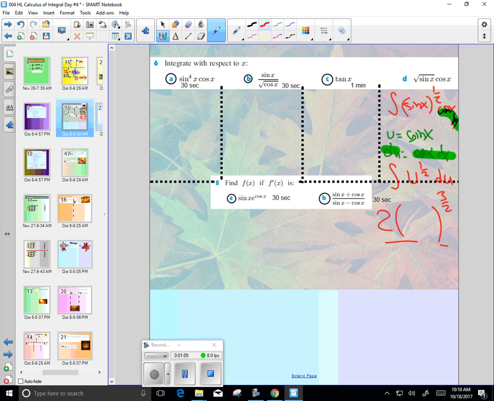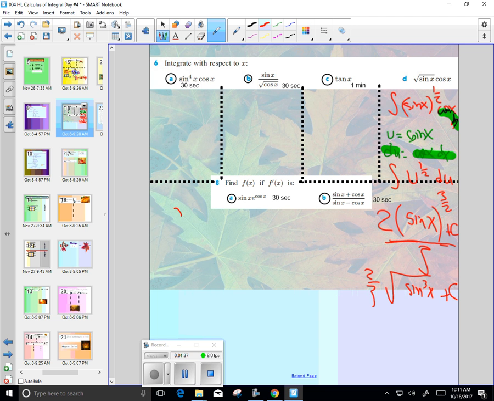Did I do that too shady there? Plus c, and then we'll have the u inside there. Now they might write it this way: 2/3 the square root of sine cubed x. That's the way they might write it, but I'm fine with you writing it that way. Anybody want to see 8a?